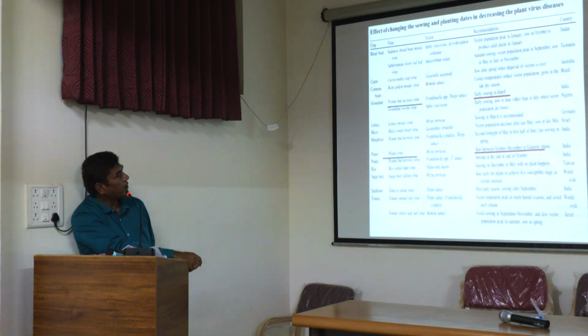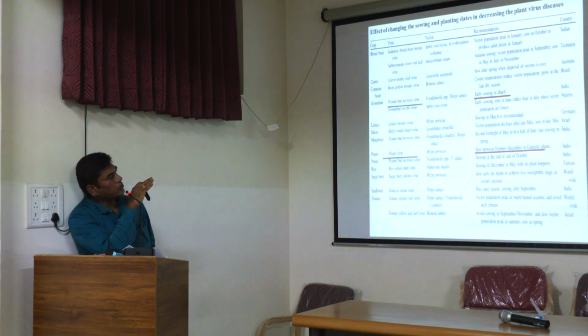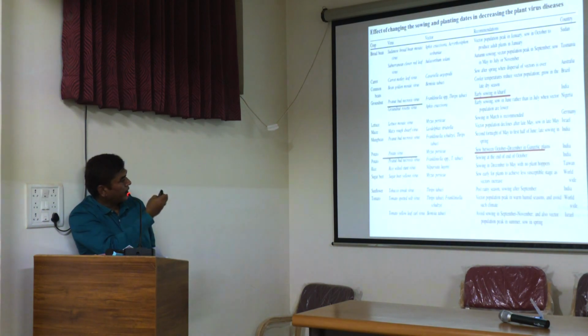There are so many examples in case of groundnut. Let me tell, groundnut peanut bud necrosis: early sowing in Kharif, sowing in June rather than July, where the vector population is very low in June. The vector of peanut bud necrosis virus is thrips. The activity of thrips is very low in case of June sowing. And one more example, potato virus: sowing between October to December avoids vector activity during the vegetative growth stage of the potato.